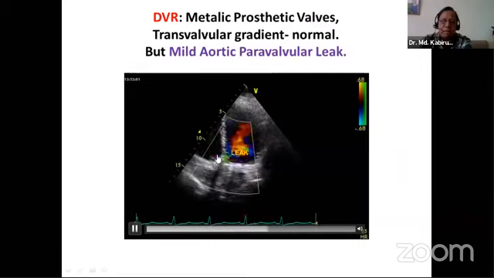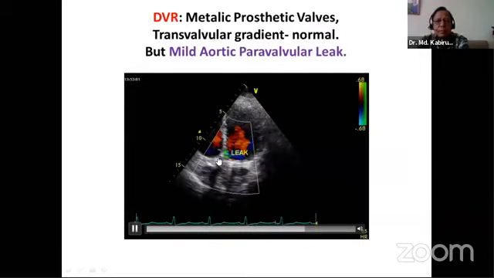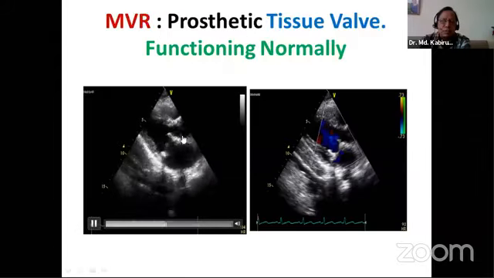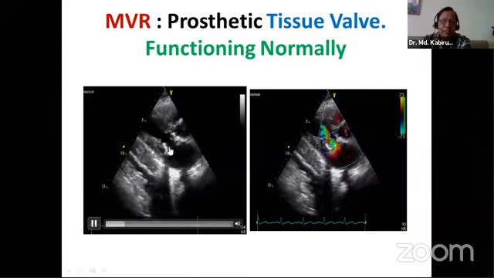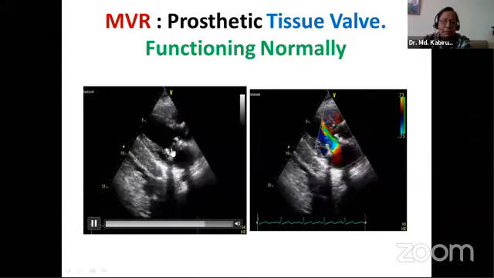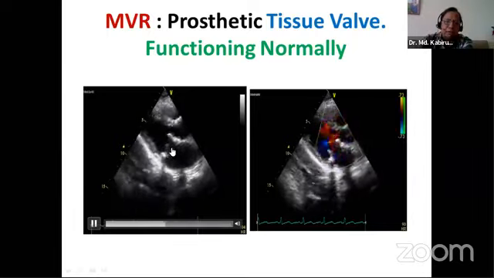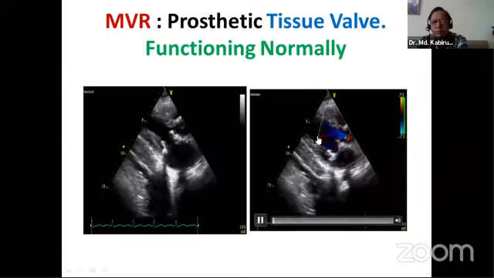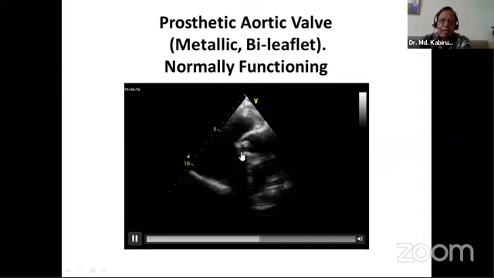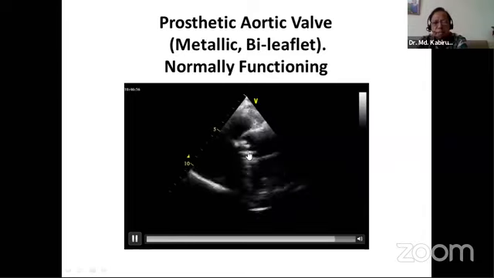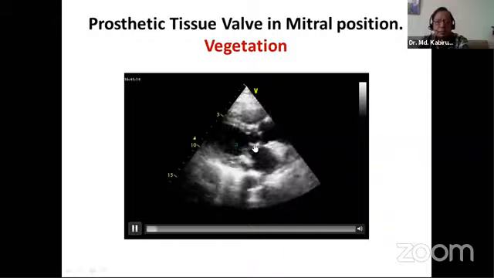And this is a paravalvular aortic leak. And this is a tissue valve in the mitral position, normally functioning. You can observe the movement of the leaflet. This is the color flow. And this is a bileaflet prosthetic valve in the aortic position. The movement of the leaflet is well visualized.